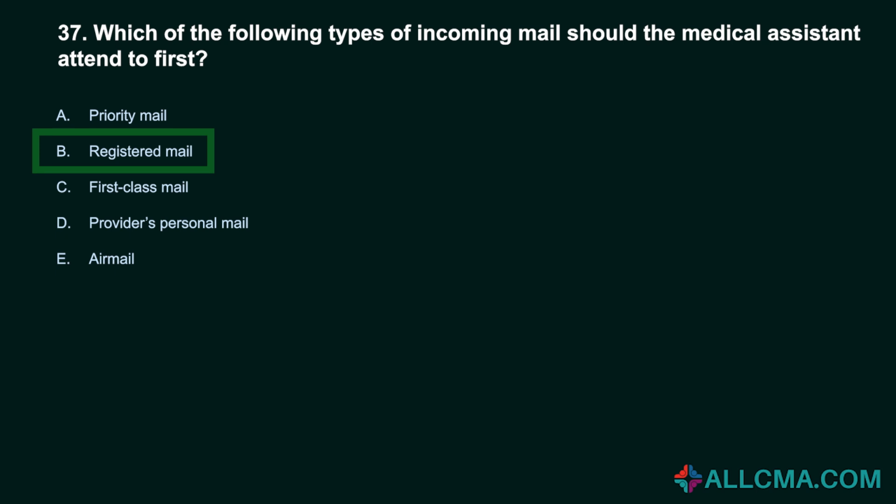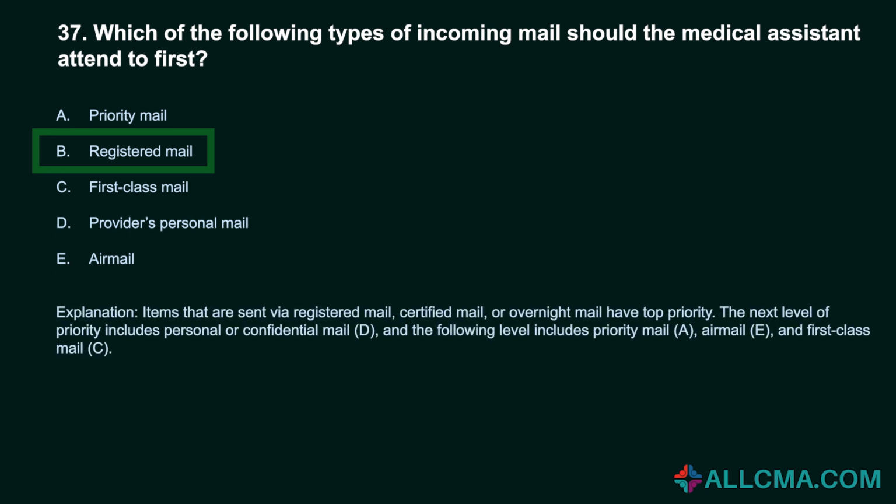Registered mail. Items that are sent via registered mail, certified mail, or overnight mail have top priority. The next level of priority includes personal or confidential mail, D, and the following level includes priority mail, A, airmail, E, and first-class mail, C.